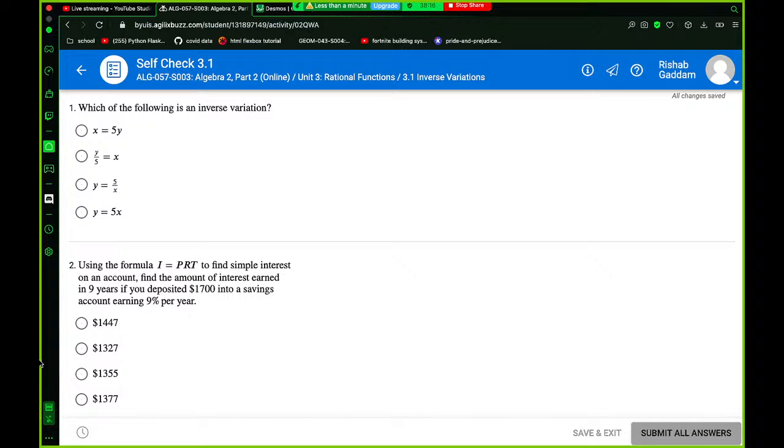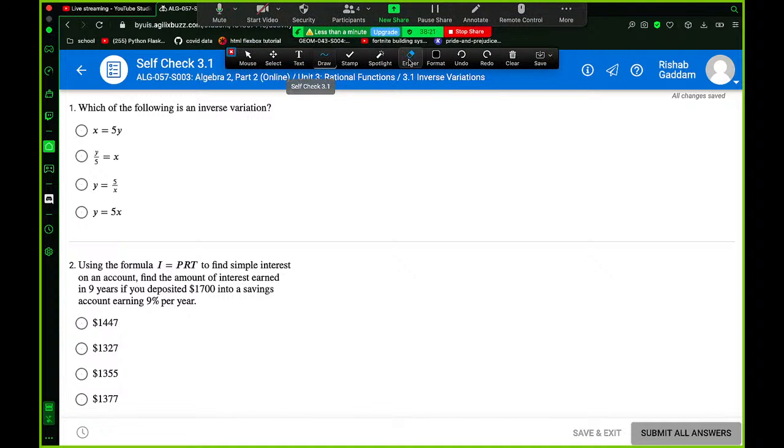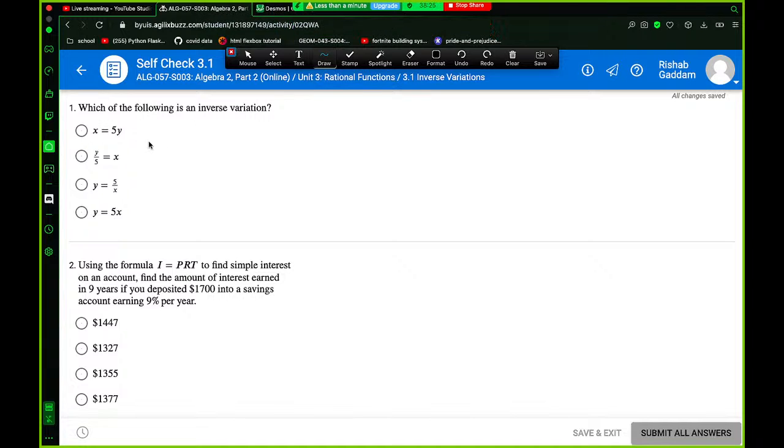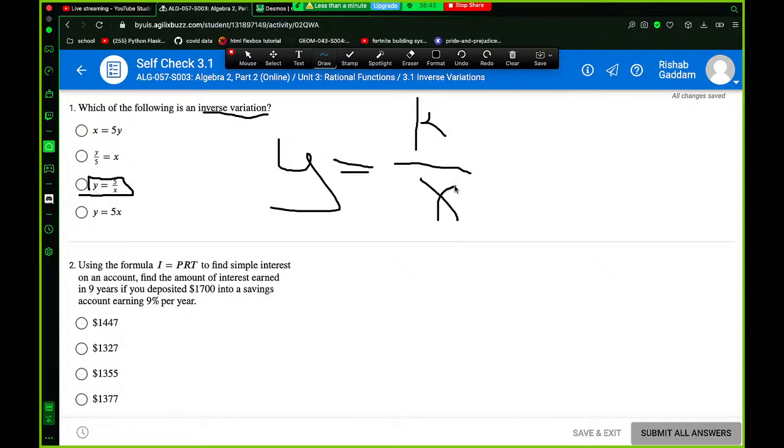Okay guys, the meeting is about to end, so everybody rejoin. So the first problem, let me just say the first problem before the meeting ends. Which of the following is an inverse function? Obviously it's this one because we reviewed the rational equation or inverse variation. It's y is equal to k over x. Remember this? This is called an inverse variation.